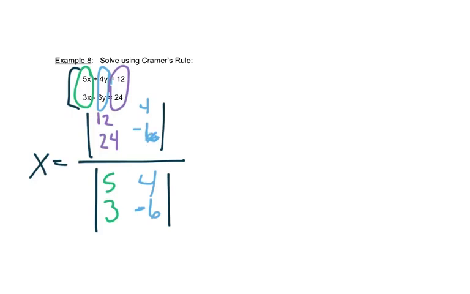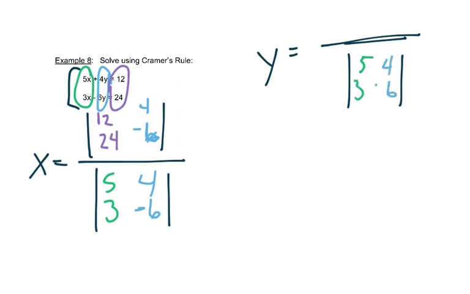Let's go ahead and set up our y at the same time. The denominator is the same. We just use the x's and the y's as they are in the problem. But in the numerator, because we're finding y, we put the 12 and 24 in the y column, and we keep the x column the same.